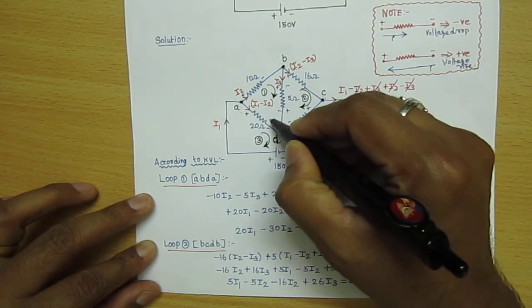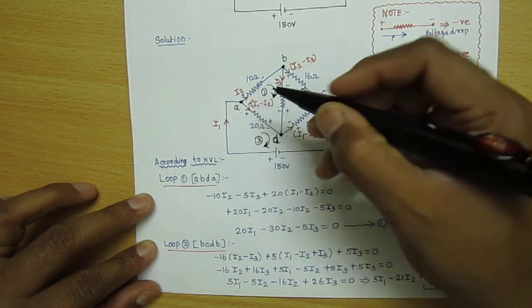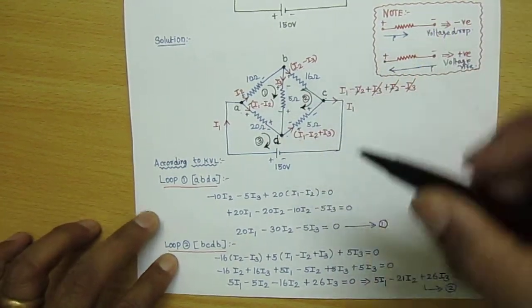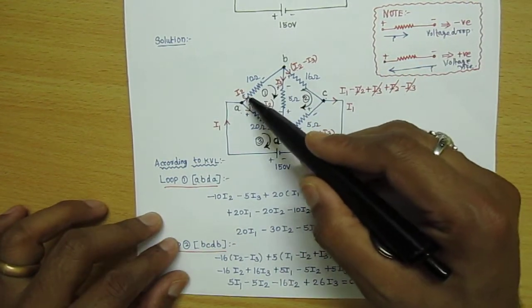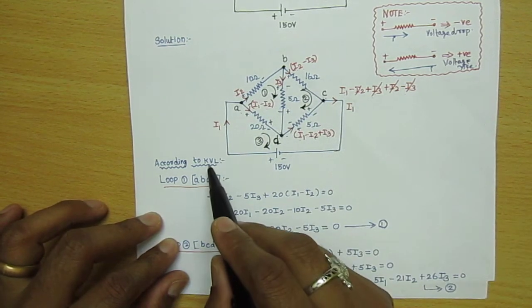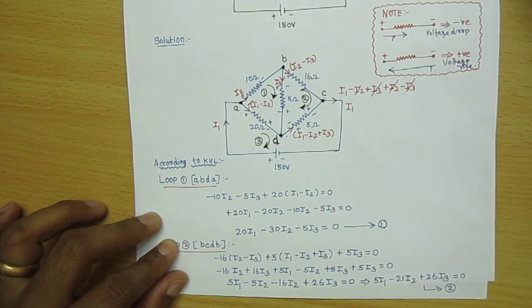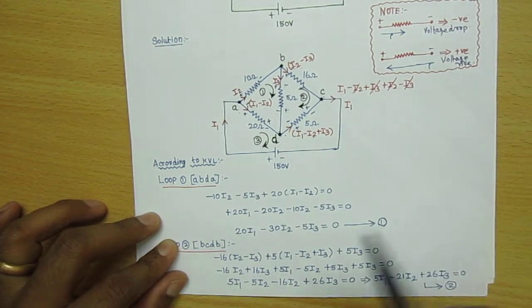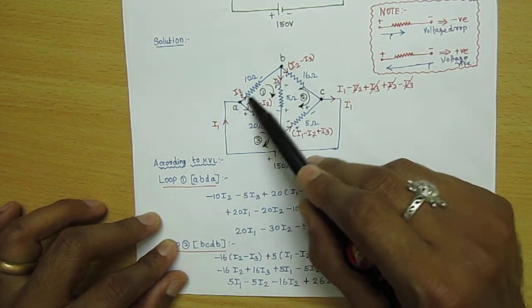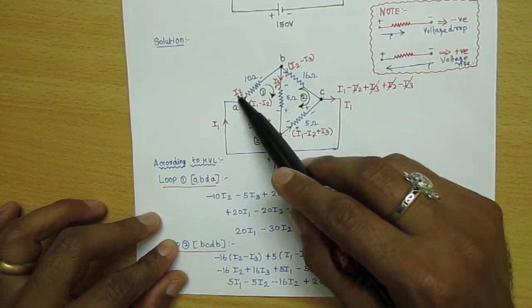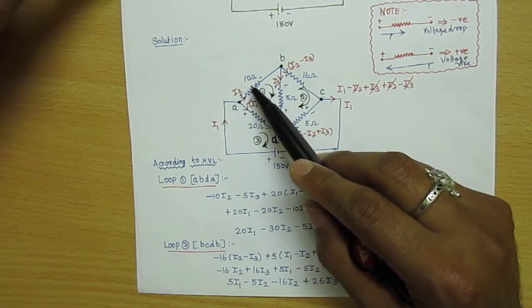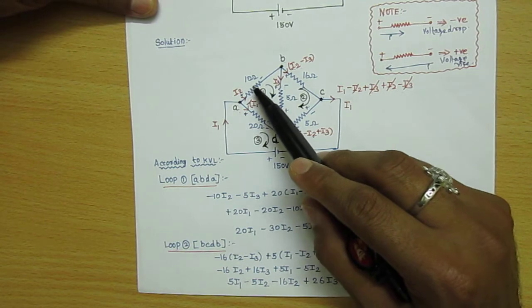It will be a plus and minus. So like this, whenever the current is flowing in this direction, this is Kirchhoff's voltage law: the sum of voltages in any closed loop is equal to the input voltage. Same like that, here the current is I2, and the resistor value is 10. So V is equal to IR.